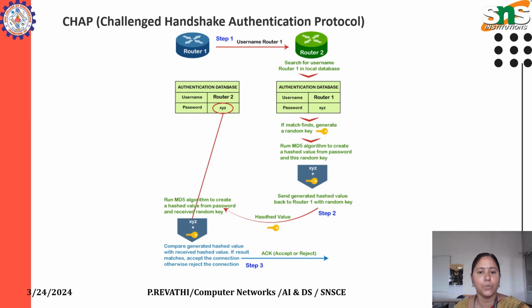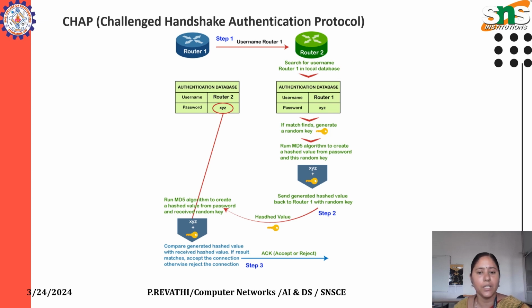In step 2, router 2 maintains a database that contains a list of allowed hosts with their login credentials. If no data is found, which means that router 1 is not a valid host to connect with it, the connection gets terminated. If a match is found, then a random key is passed.